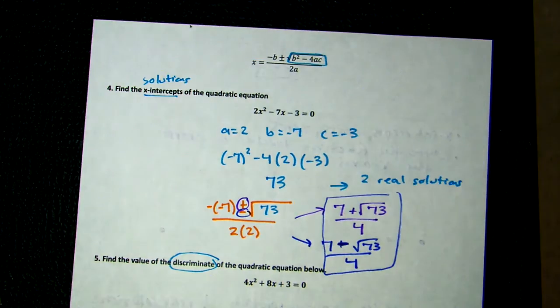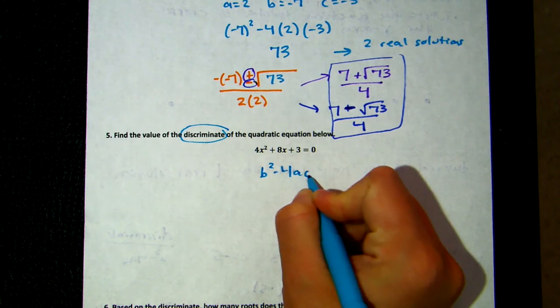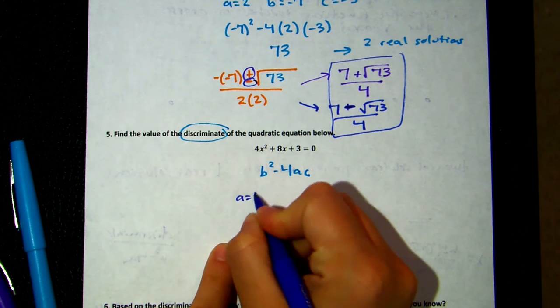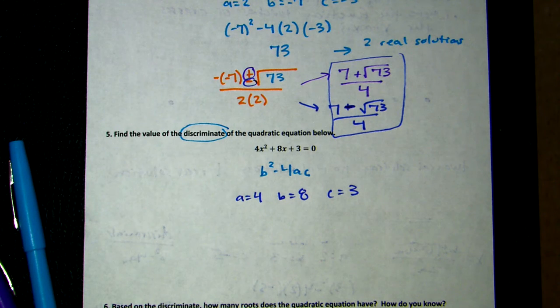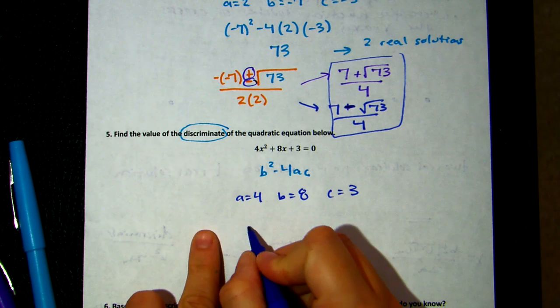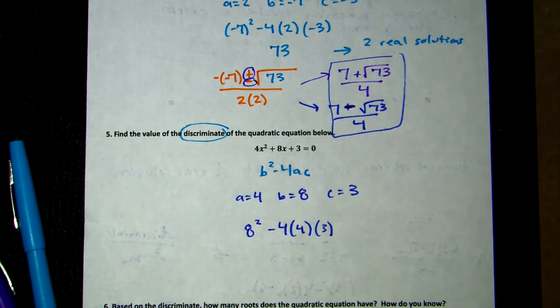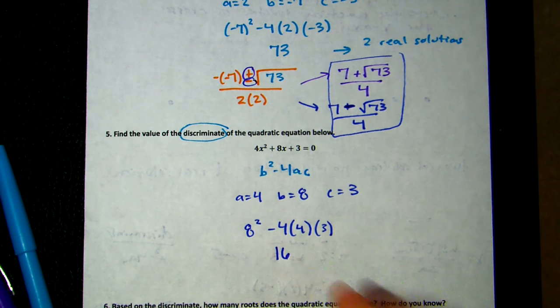Remember, again, the discriminant is the piece of the quadratic equation that is under the square root. So my discriminant here is b squared minus 4ac. So I'm going to label my a, b, and c values. A is equal to 4, b is equal to 8, and c is equal to +3. From there, I'm just going to plug those into my discriminant. So I've got 8 squared minus 4 times 4 times 3. I'm going to pop that into my calculator. And that gives me +16.